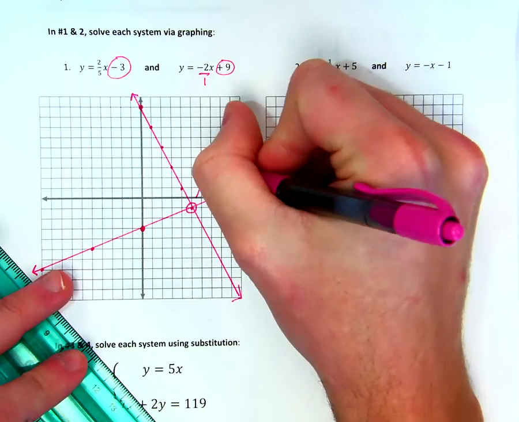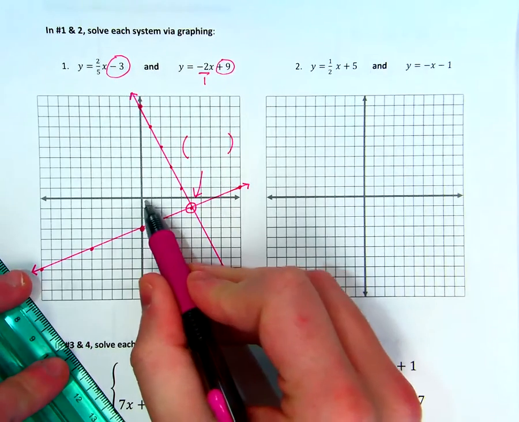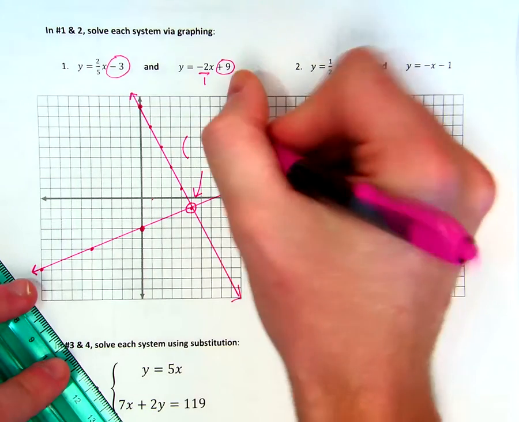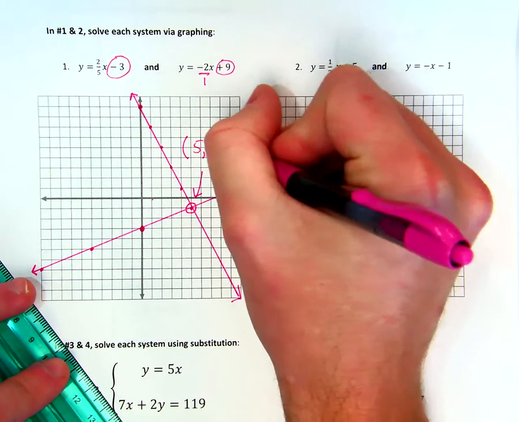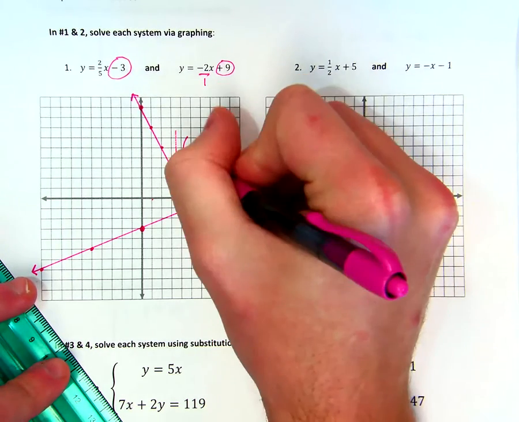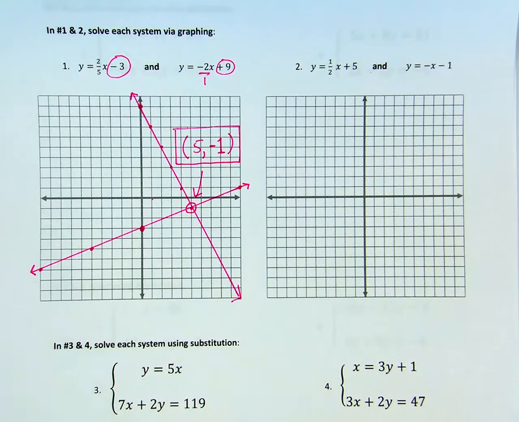Remember that you need to complete your answer by telling me the coordinate of this point. It looks like it's over 1, 2, 3, 4, 5, so the x coordinate is 5 and the y coordinate is -1 because it's down 1. This is your final answer, (5, -1).